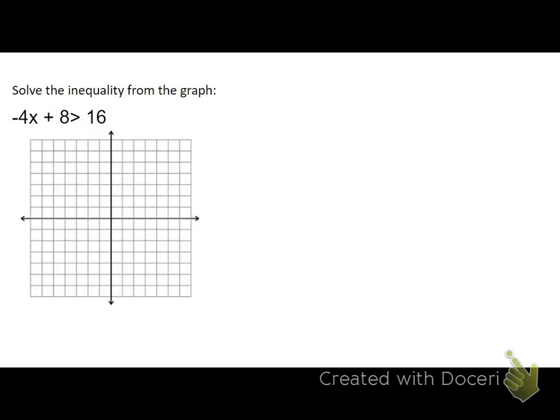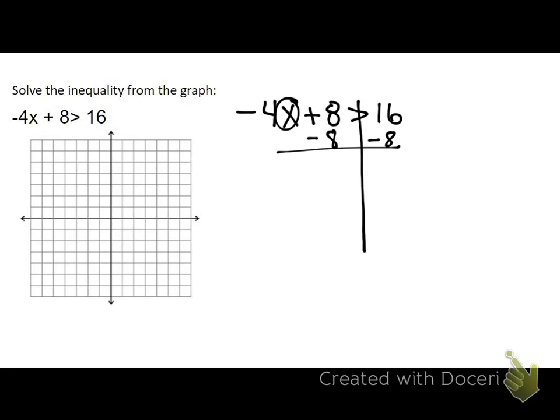Okay. The next part says solve the inequality from the graph. So we're going to solve this inequality from the graph. What does it not have? A y. It doesn't have a y. So we're going to solve for x, right? According to our notes, we're going to get the x by itself. So I'm going to circle the x because that's what I want to get by itself. How do I get the x by itself here? Minus 8 on both sides.